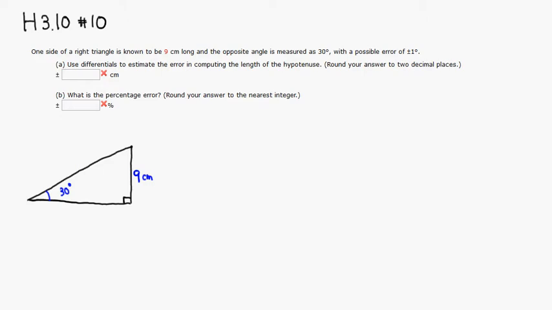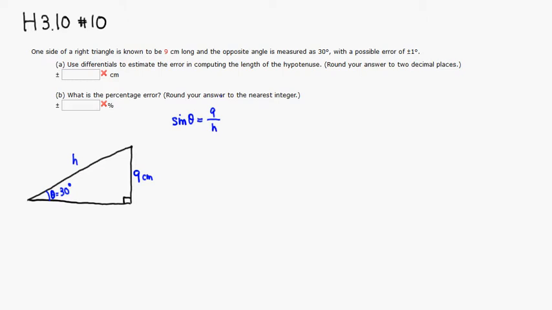So the hypotenuse, I'm going to use H. And we have an angle, so the error in angle measure, let's say theta. We have to somehow relate H and theta, so I guess we can use sine. We know we can relate those using sine of theta. Sine of theta is opposite over hypotenuse, so it's 9 over H.